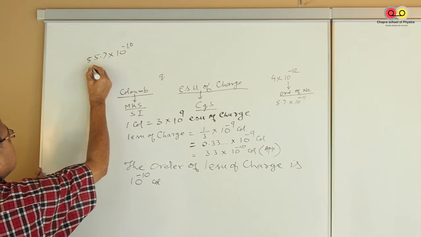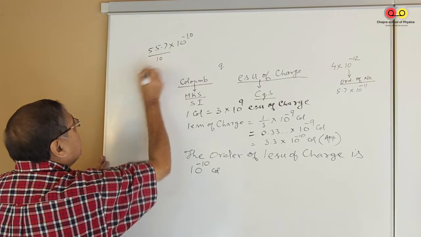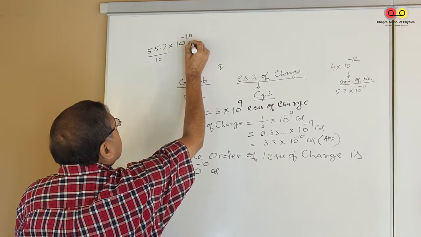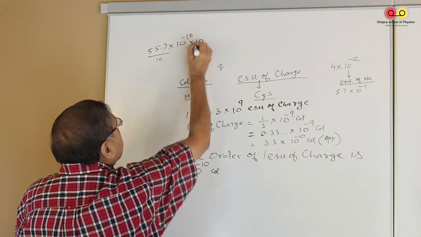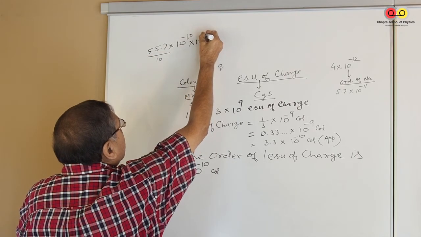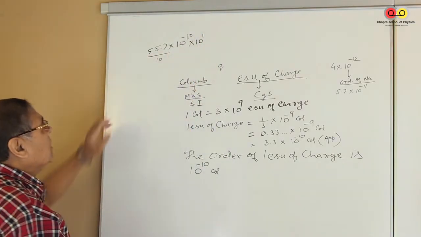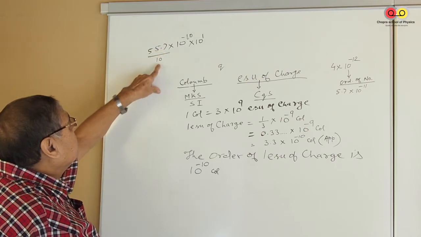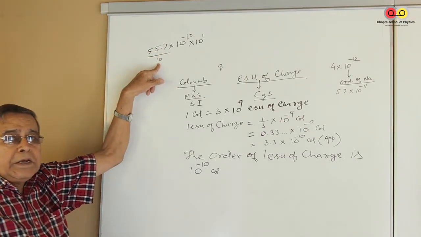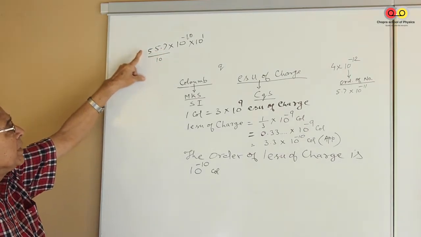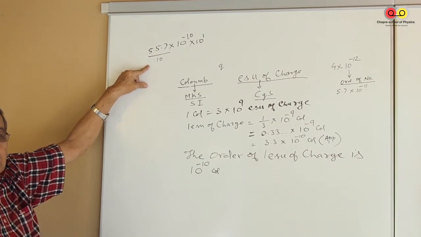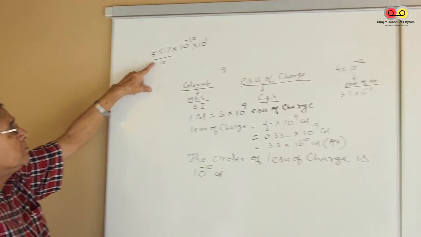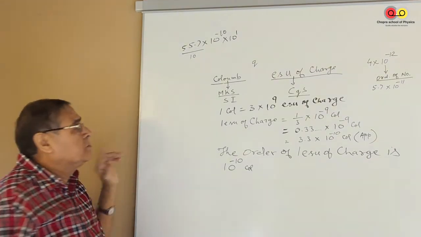We will divide this number by 10 and we will multiply this number by 10. Now 10 means 10 to the power 1. So 55.7 divided by 10. Why have we done it? In order to make it consistent in accordance with the significant digits.